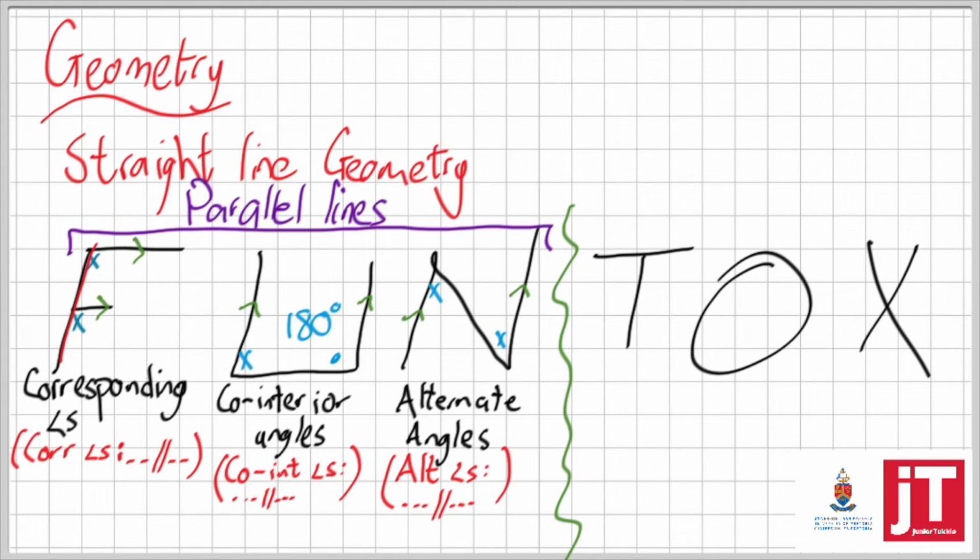Now let's look at the right hand side, the T, the O, the X. Now that has nothing to do with parallel lines. So if I look at the T, the O, and the X, first of all, the T says the adjacent angles on a straight line. Adjacent meaning literally they are separated by a line. Not that they're just next to each other, but they are separated. They are joined by a single line. Those two angles next to each other are also supplementary, so they add up to 180.